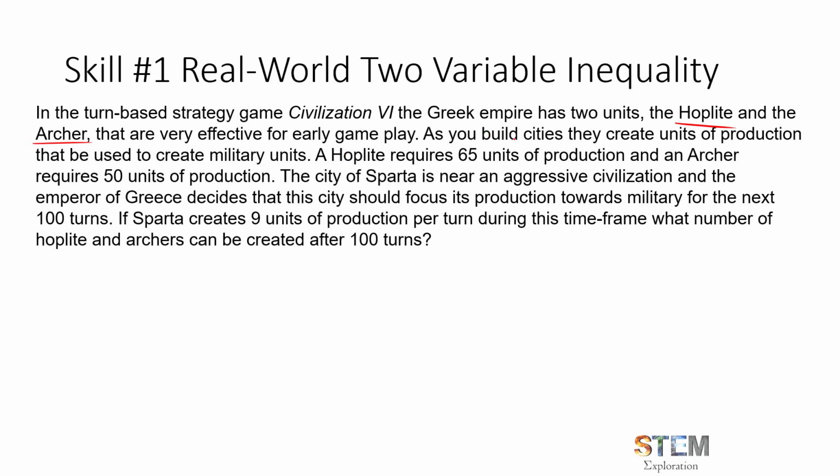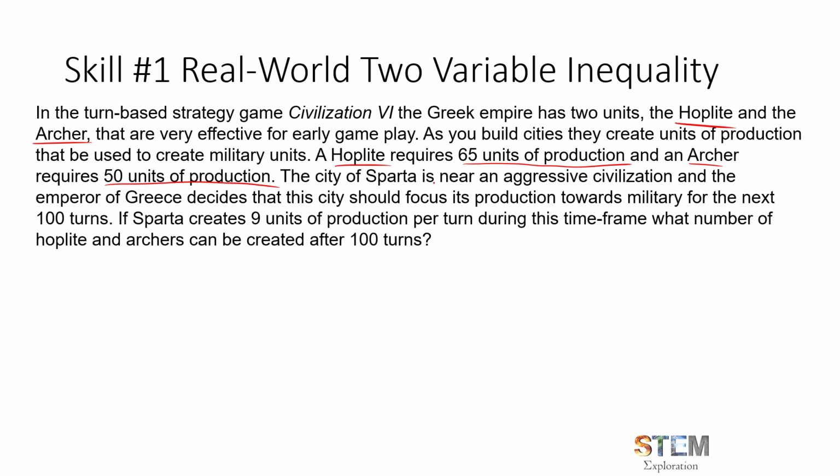So as you build cities, they create units of production that can be used to produce your military units. A hoplite requires 65 units of production in order to build, and archers require 50 units of production in order to build. And so these two units take resources in order for them to be produced.